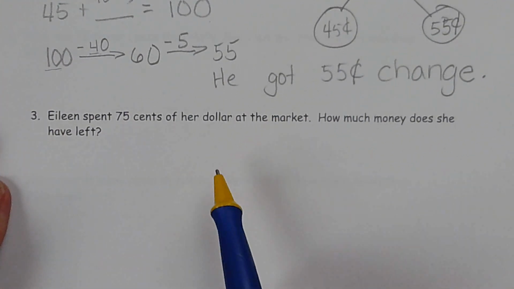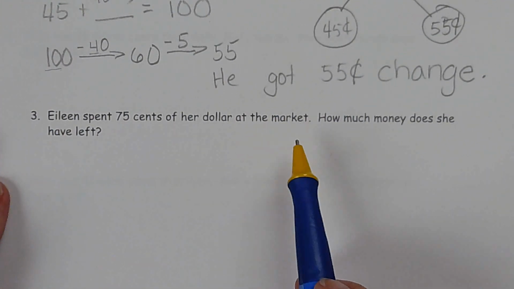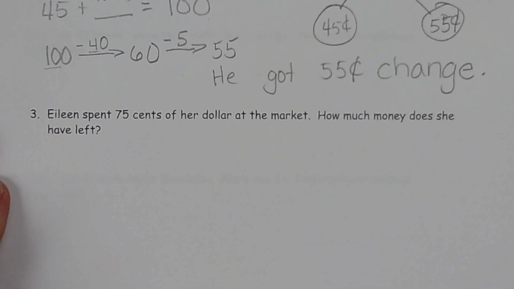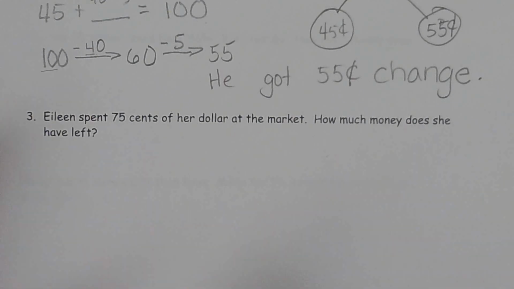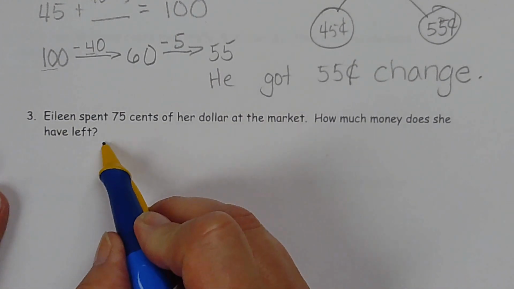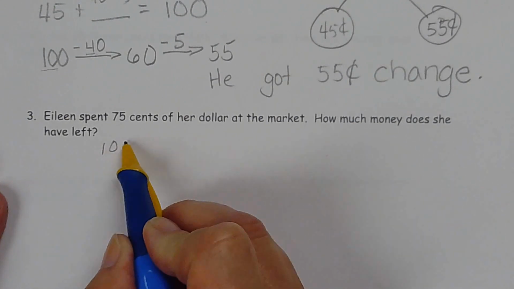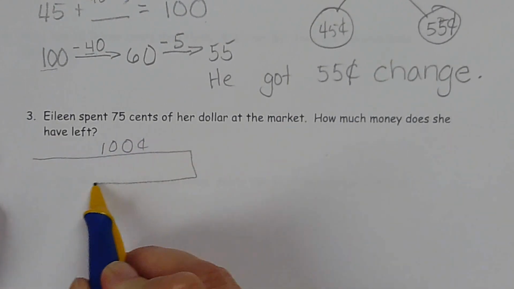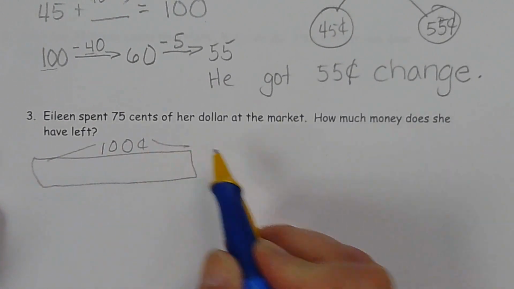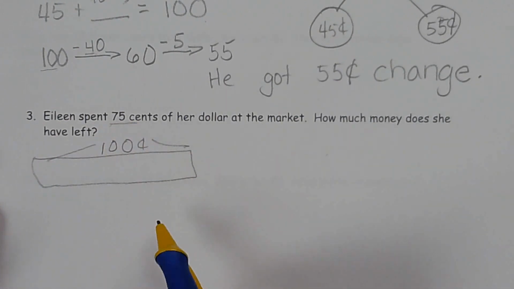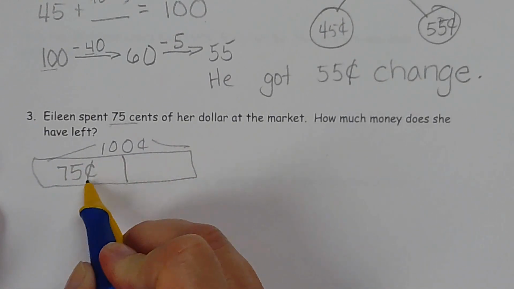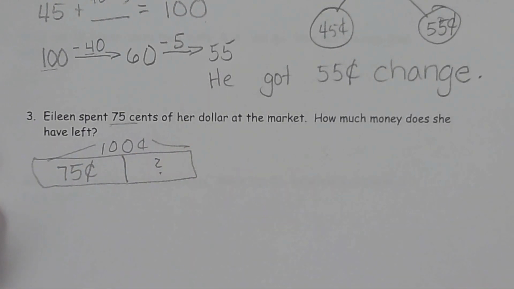Eileen spent 75 cents of her dollar at the market. How much money does she have left? Okay, same thing. What is the whole we have? Altogether, she had a dollar, which is 100 cents. She spent, one part of it is 75 cents. We need to know what this part is.